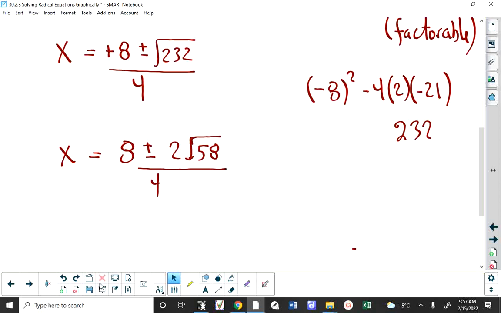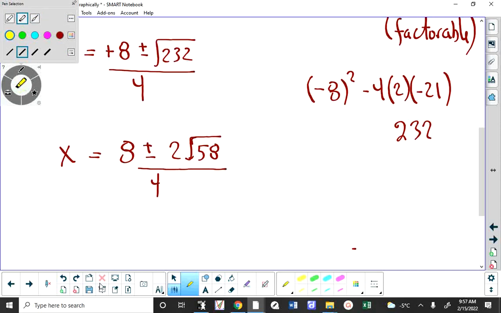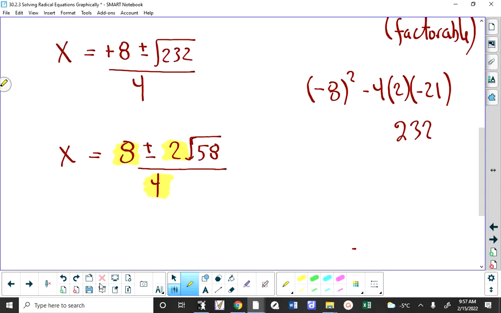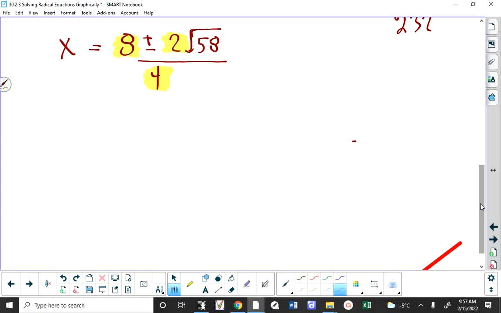So if I understand what you're saying, I have to cancel a 2 from the 8, from the 2 root 58, and from the 4. I have to reduce by the same factor all 3 of these. Okay. And that's kind of the shortcut I taught you when we first learned this in Math 20-1, which means we get 4 plus or minus 1 root 58 all over 2.